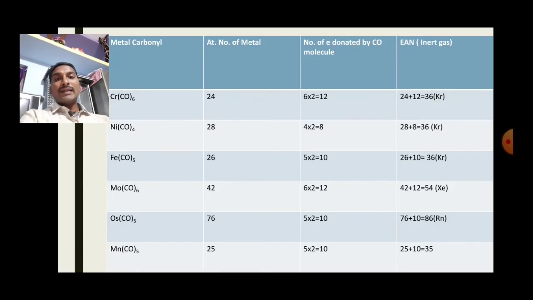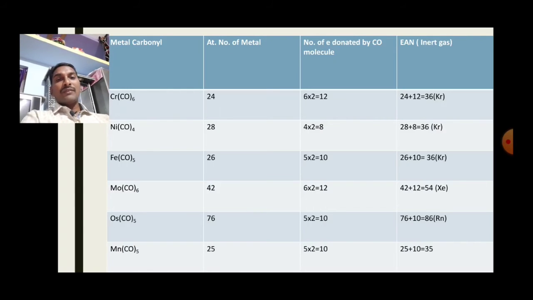Another example is nickel tetracarbonyl. Nickel has the atomic number 28, so it has an 8 electron deficiency from krypton. That's why it gains 8 electrons from carbon monoxide. 8 electrons means it combines with 4 carbon monoxide molecules, forming nickel tetracarbonyl. As a result it acquires 28 plus 8, 36 electrons. In this way, metal carbonyls have a fixed number of ligands during the formation of the compounds.